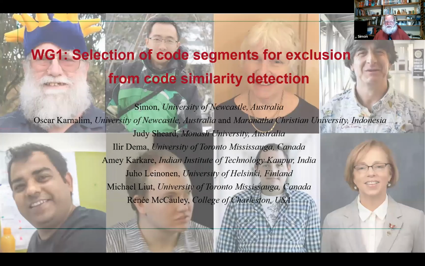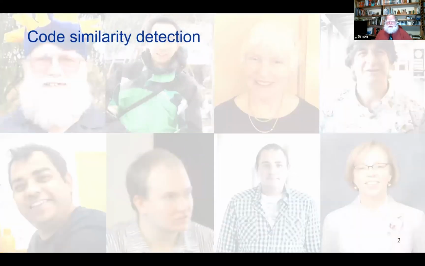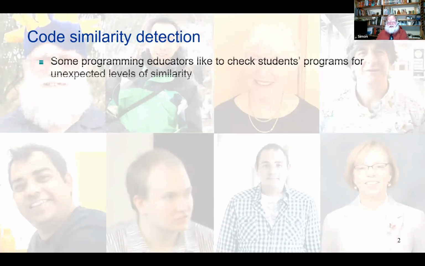but why don't we look at pictures instead? This is me in the top left. Then we have Oscar Kanalim, who is a co-leader with me and who is presenting this session with me. We have Judy Sheard, who is the third leader, also from Australia. We have Ilir Dema from Canada, Ame Karkare from India, Juho Lainanen from Finland, Michael Liut from Canada, and Renee McCauley from the USA.